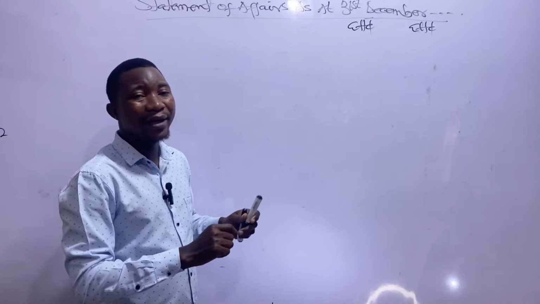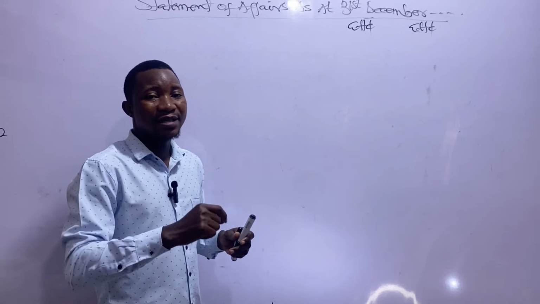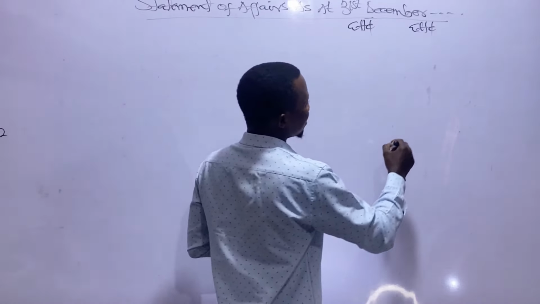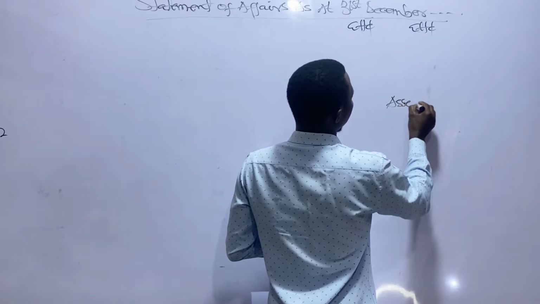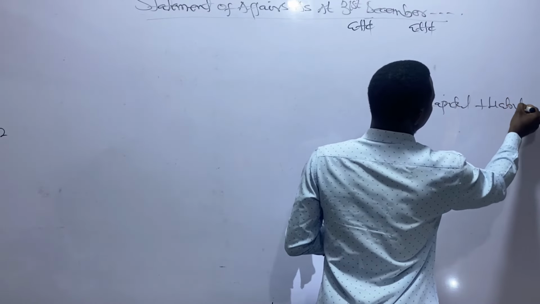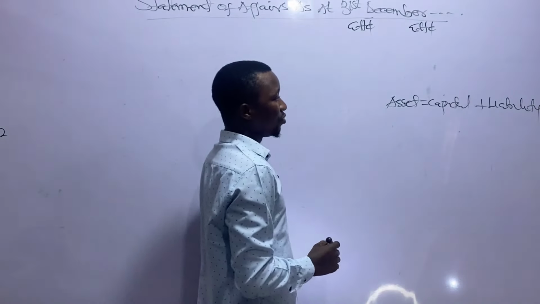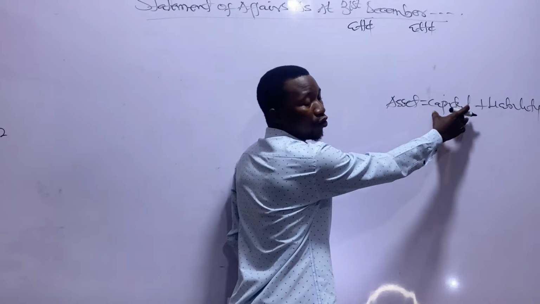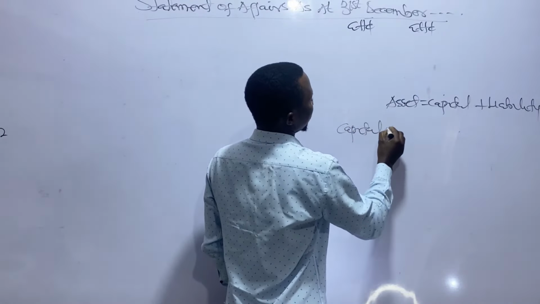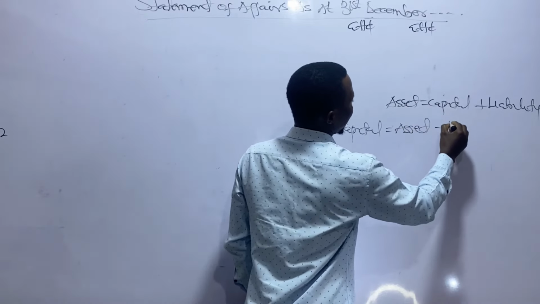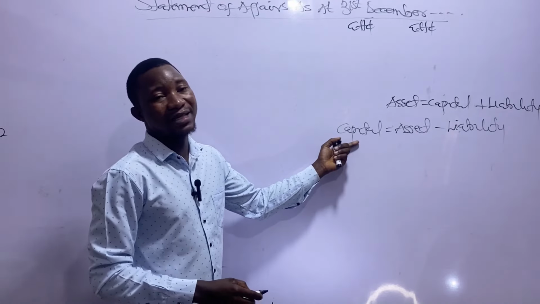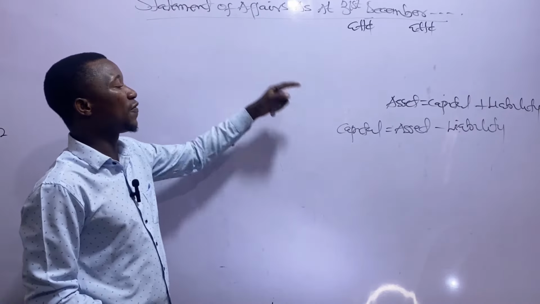So let's look at how you'll be able to calculate the opening and closing capital from the statement of affairs. The determination of the opening and closing capital is very simple. This is done from the knowledge of the accounting equation. I hope that is clear. So the accounting equation states that assets equals capital plus liability. I hope this is the accounting equation. Now we are to determine capital. So what do we do? We make capital the subject. By making capital the subject, you have capital equals assets minus liability. I hope that is clear. We make capital the subject.